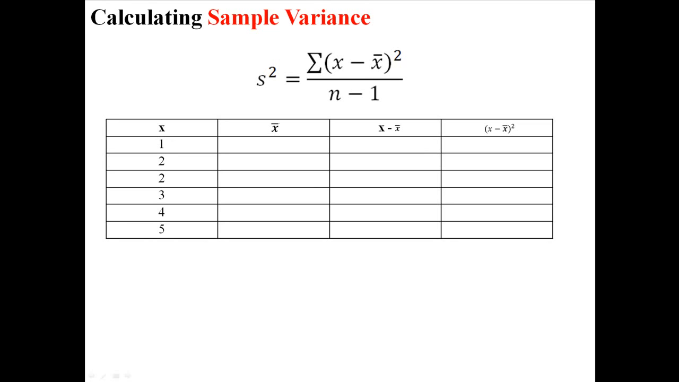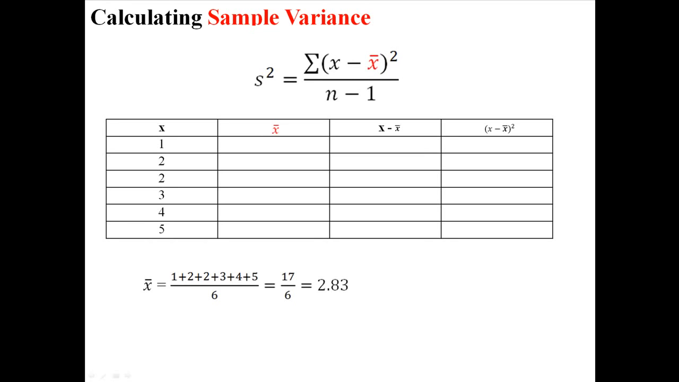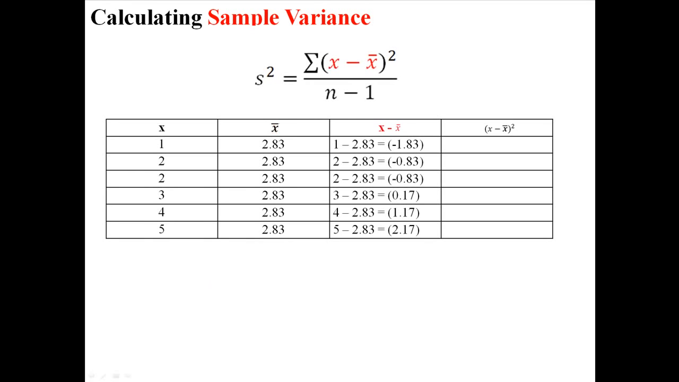So first of all, I'm going to organize everything into this chart. Imagine that we just have this sample data set, 1, 2, 2, 3, 4, 5. So the first step is to calculate the mean, which I do by adding together those 6 values and then dividing by 6. So I find a mean of 2.83, which I put in here. Now the next thing we have to do is find out what each score minus the mean is. We want to find out how much each score deviates from the mean, which we'll do right now. So we subtract and we get negative 1.83, negative 0.83, and so on.